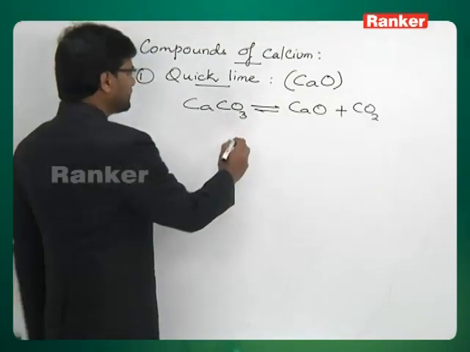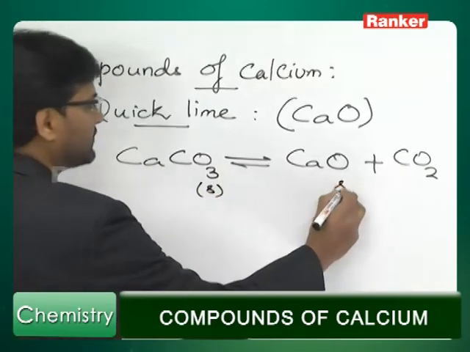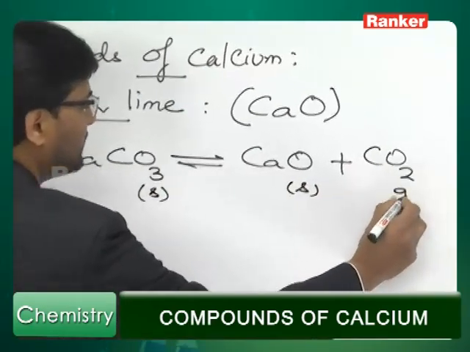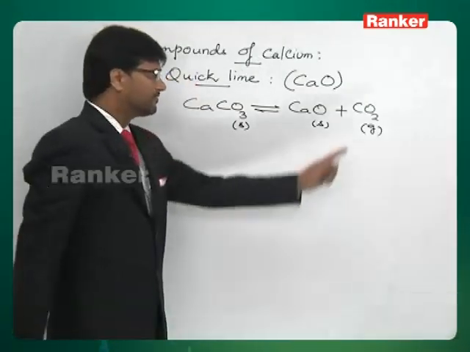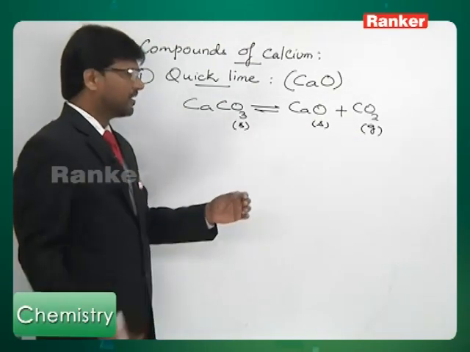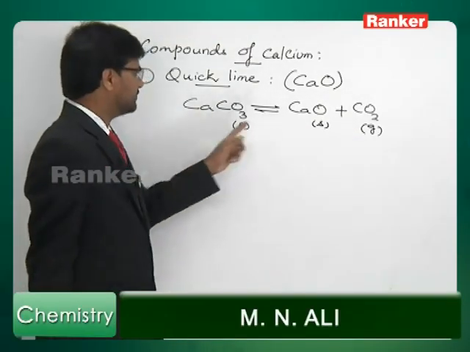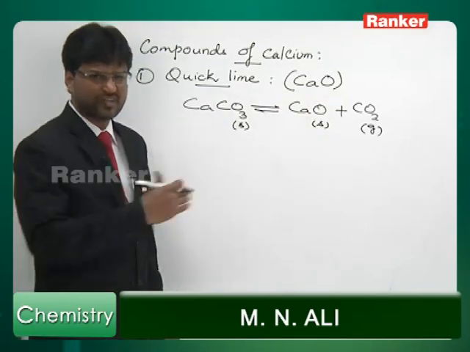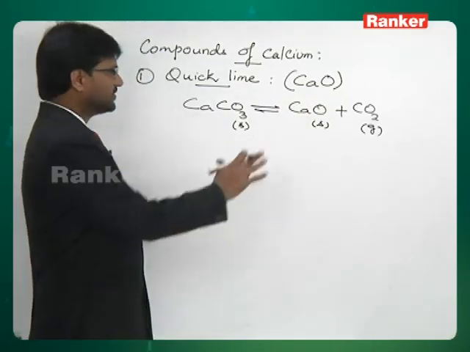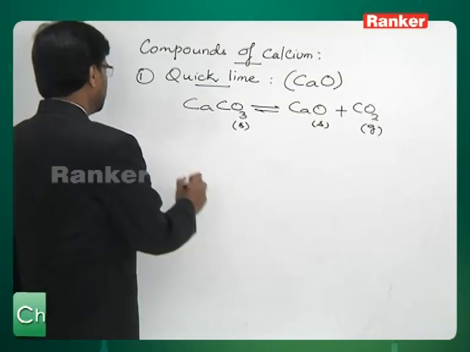So the best way is to exploit the fact that calcium oxide and calcium carbonate are solids and carbon dioxide is a gas. Allow carbon dioxide to escape. When carbon dioxide comes out, this reaction can be driven in the forward direction. So this is how quicklime is obtained.